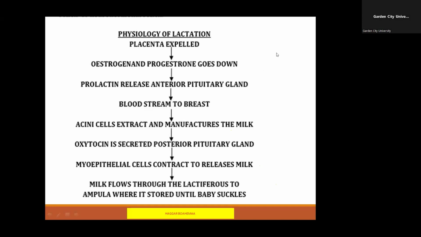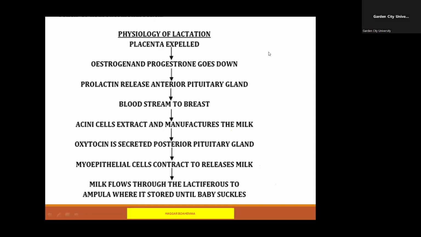Now let's look at the physiological changes, or the physiology of lactation. Remember I said we have two factors influencing the physiology. We have the production of milk and then the passage or the flow of milk. The production of milk is under the influence of prolactin, and the passage of milk is under the influence of oxytocin. So, the production of milk.